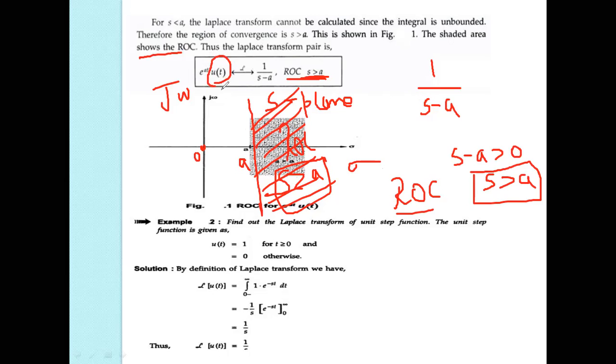If this mu of t changes to the negative sided, then the shaded area will be in the left hand side. Now we got the shaded area in the right hand side. The region of convergence is above the value, s is greater than a, not equal to. For all the values above a, it exists.